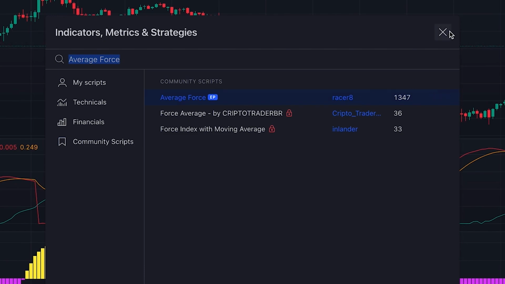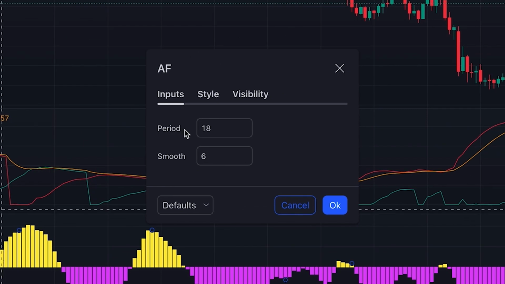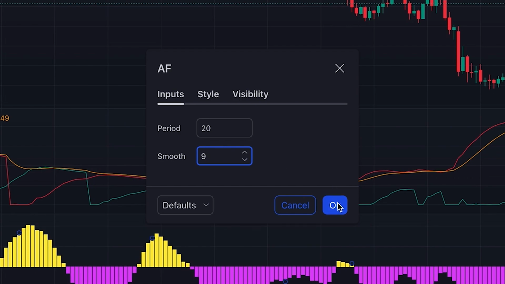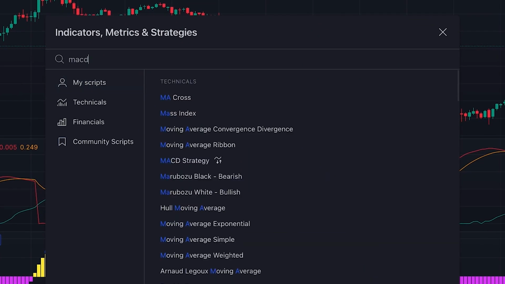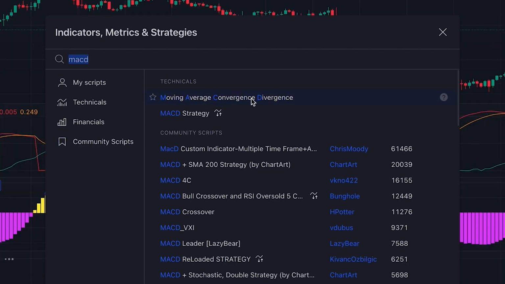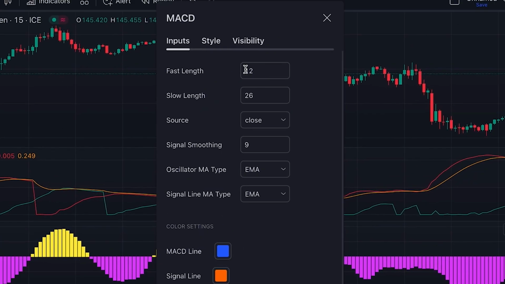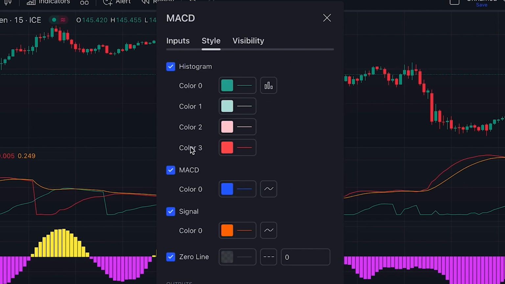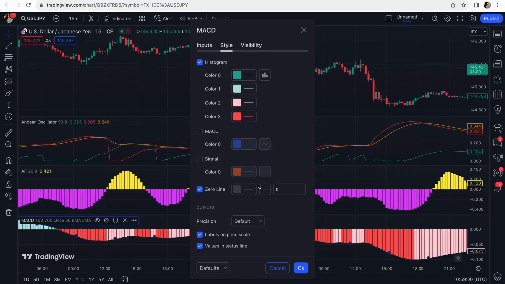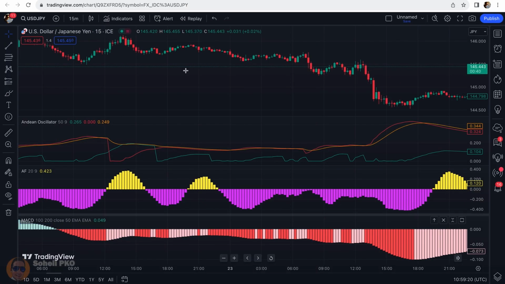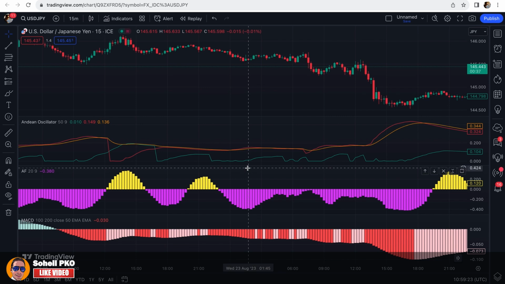And for this indicator, we need to change its settings. Here for the period we set it at 20, and for smooth we set it at 9. And the last indicator that we want to add is MACD, moving average convergence divergence, and for MACD we also need to change its settings. Here for the fast length we set it at 100, for the slow length we set it at 200, and for signal smoothing we set it at 50. And then here in the style tab we remove MACD line and signal line because we don't need them in this trading strategy.